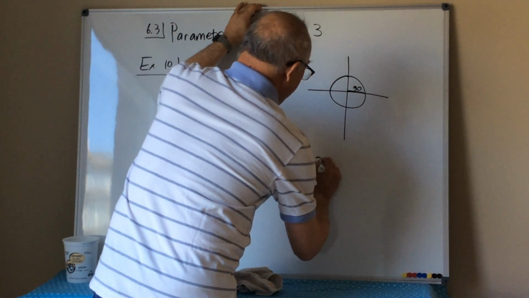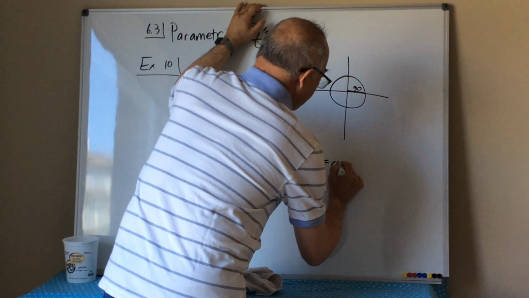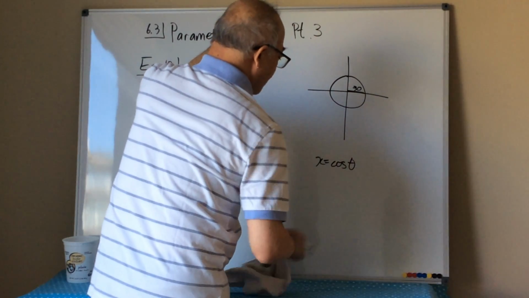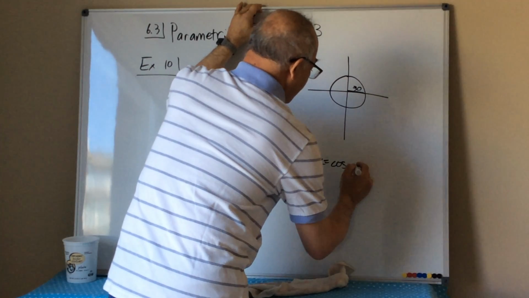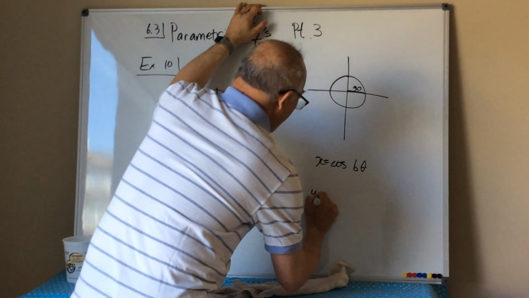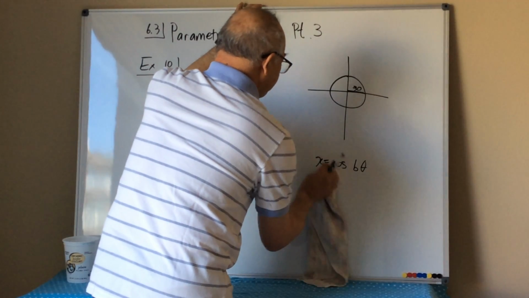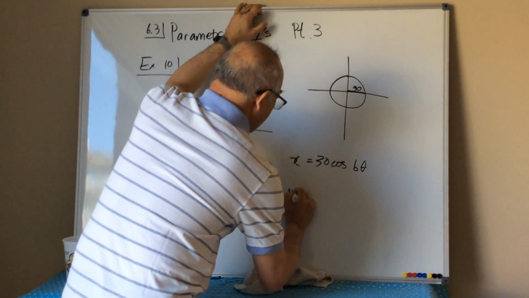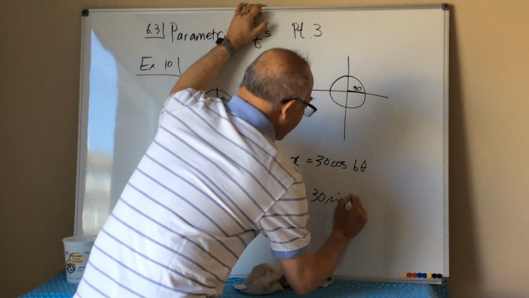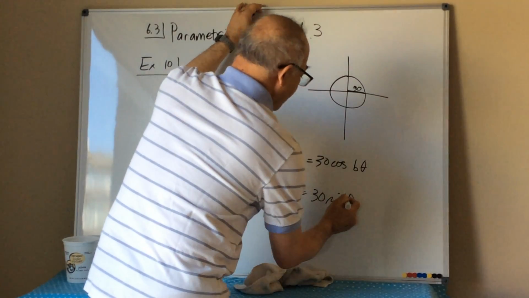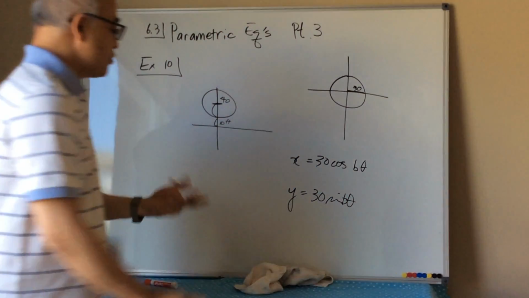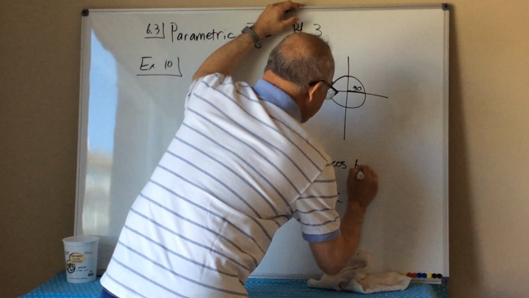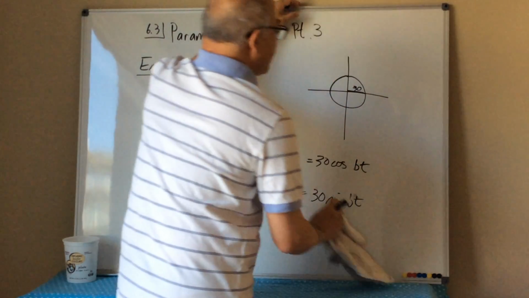X is equal to 30 cosine b theta, because the radius is 30. Y is equal to 30 sine b theta, correct? Since we're using t, we'll call this bt instead of theta. So I have bt. What is b? B relates to the period here.